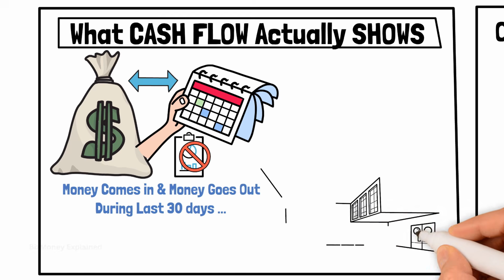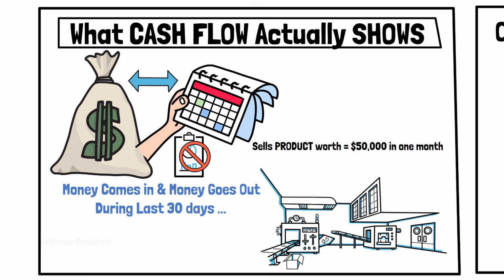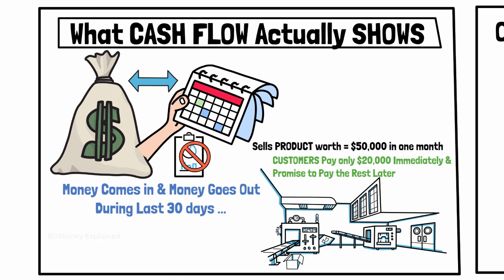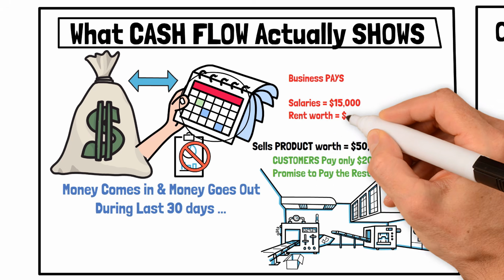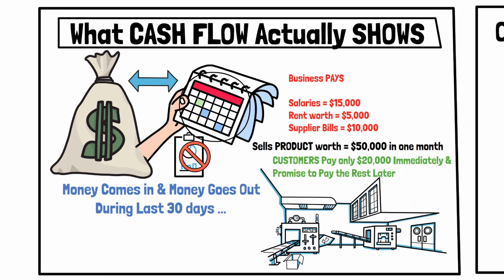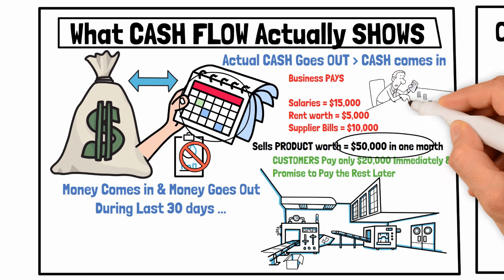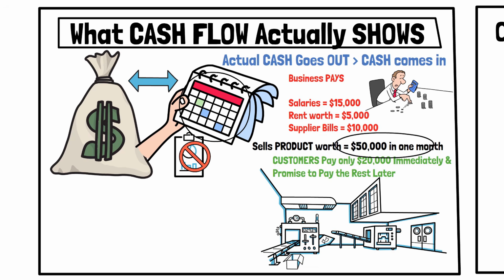For example, imagine a small company sells products worth $50,000 in 1 month. Customers pay only $20,000 immediately and promise to pay the rest later. At the same time, the business pays salaries worth $15,000, rent worth $5,000, and supplier bills worth $10,000. Even though sales look strong, actual cash goes out more than it comes in. This creates a cash shortage. The cash flow statement helps you see this problem clearly.